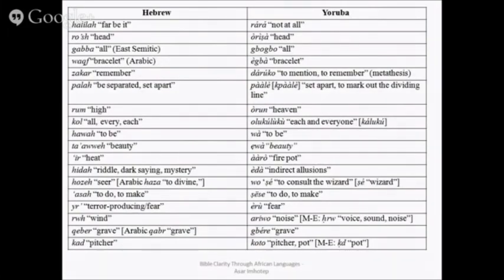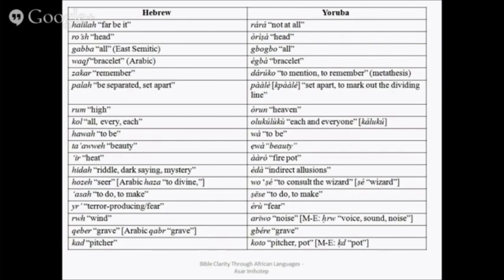And so, just like how we did beforehand with English, Latin, and French in terms of comparing words, we can do the same thing with far-flung languages, such as Hebrew and Yoruba. And we notice some sound correspondences and sound laws that exist here also. For instance, in Hebrew, halilah means far be it, but in Yoruba it's rara, not at all. The word roish for head is orisha, head in the Yoruba language.